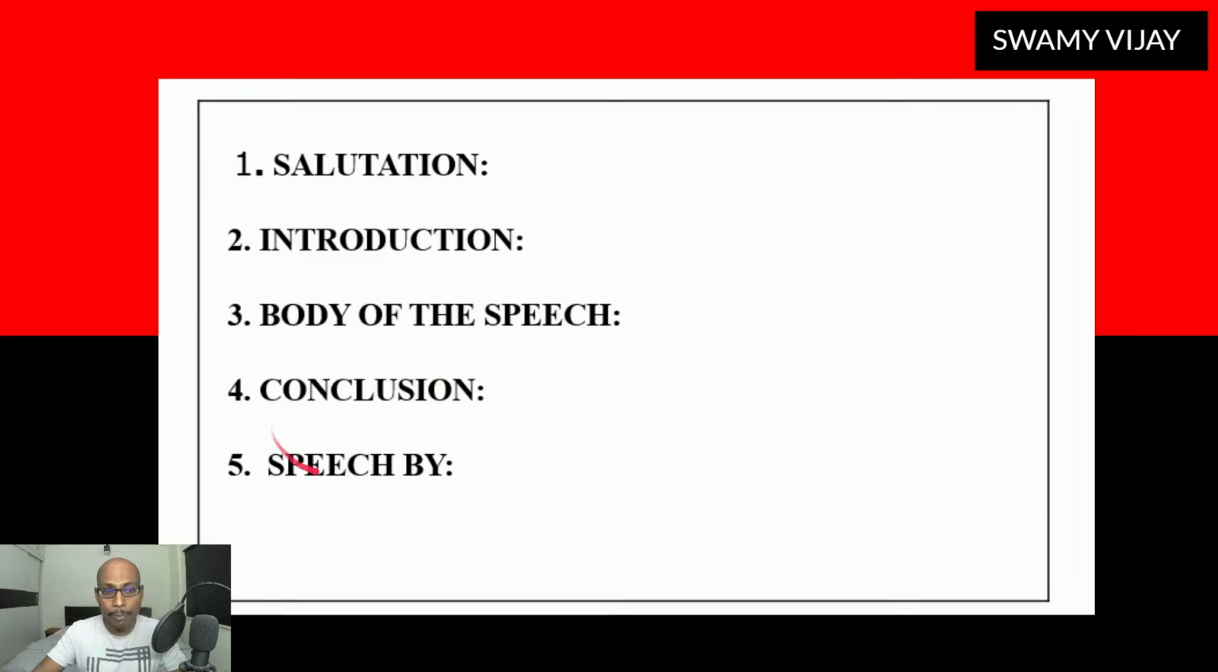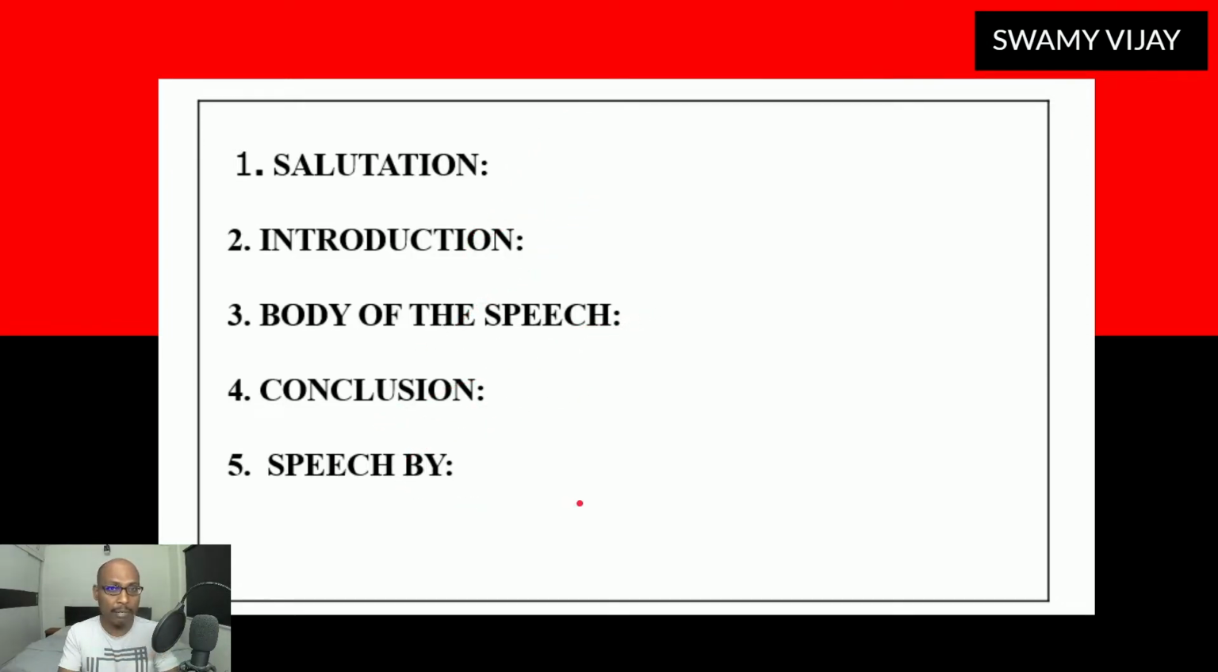And then there is speech by. When you are writing in an examination, you should write who has written the speech. In the question, if they give Arun or Arjuna or Amita or Anita, the name of the person who has to write the speech, then you will write speech by and the name of the person. So this is the format of speech writing. It has salutation, introduction, body of the speech, conclusion and speech by.